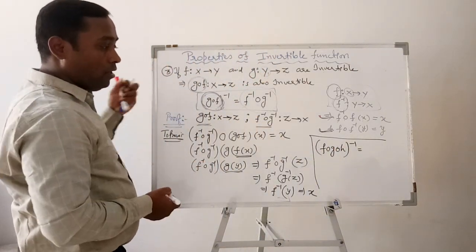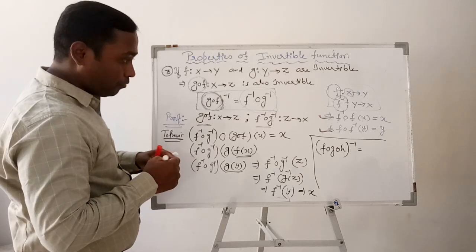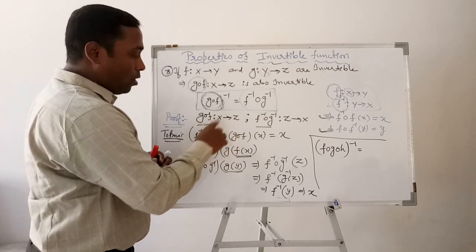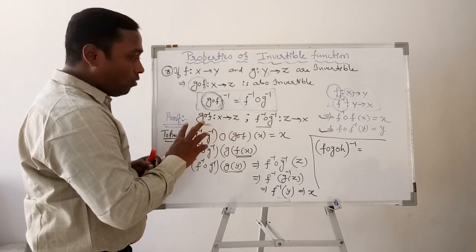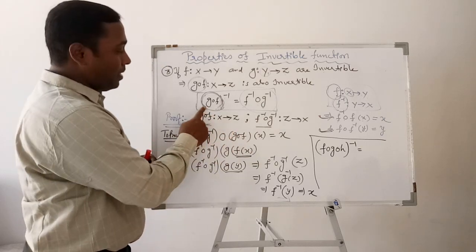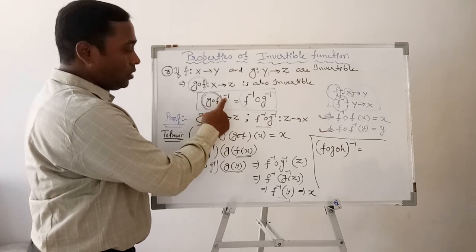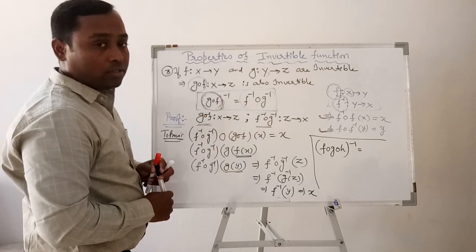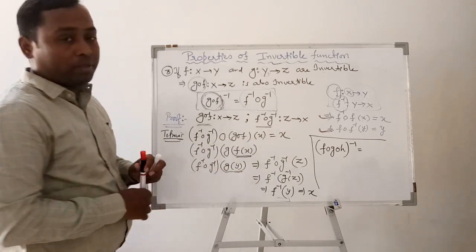How can we write this? When you are writing the inverse of the composition of functions, it always opens in reverse order. It means (g circle f) inverse is equal to what? f inverse circle g inverse. So in the same manner you can open this.